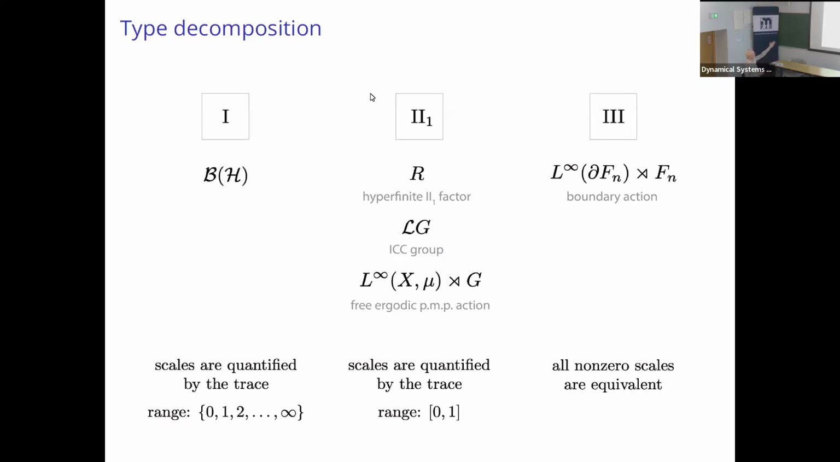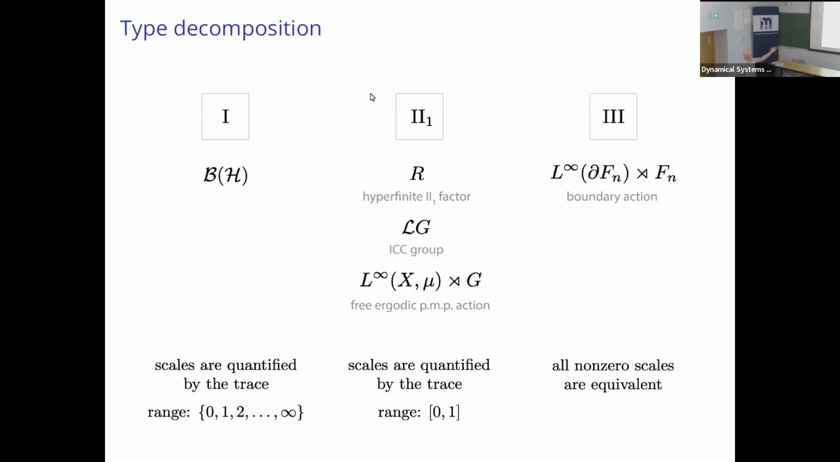Just for completeness, the type 1 case, so we saw in Max's talk yesterday, type 1 groups. So type 1 groups, all irreducible representations, give you B of H, essentially. These are type 1, the von Neumann algebra is B of H. Here you also have a semi-finite trace. You still have scales, but these scales are quantized. So you have atoms, quote unquote, in B of H, but you can't take fractional values. That's the major leap in going from the type 1 to the type 2-1 case over here. Now you can have arbitrary real values between 0 and 1.